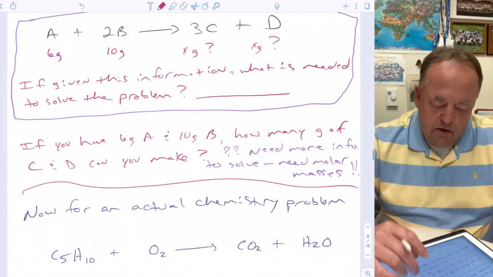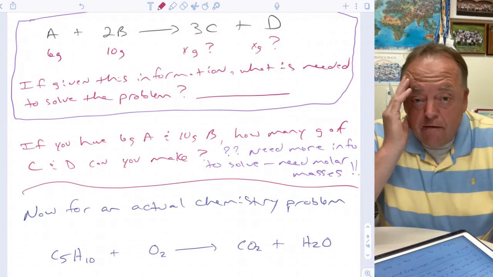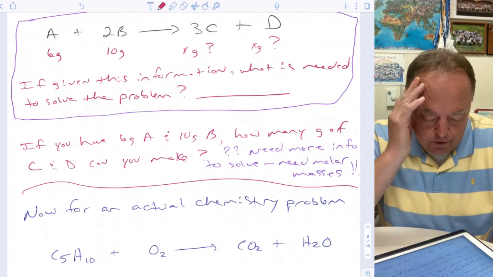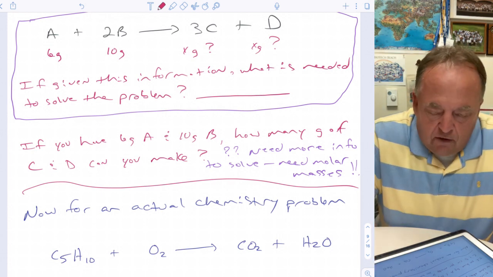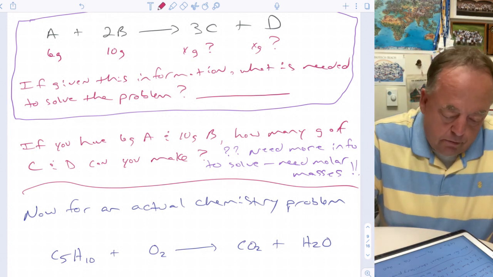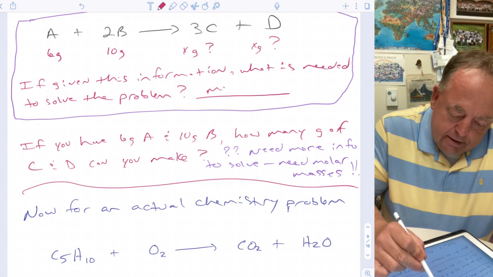Okay, and then again, if you were given, instead of moles, if you were given grams, so 6 grams of A, 10 grams of B, how many grams of C and D could you make? Well, you don't have enough information to solve that problem. What would you need? You would need molar masses.